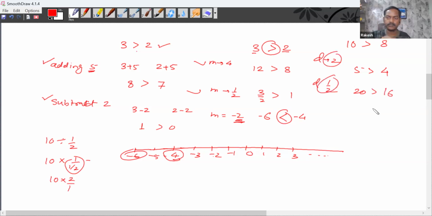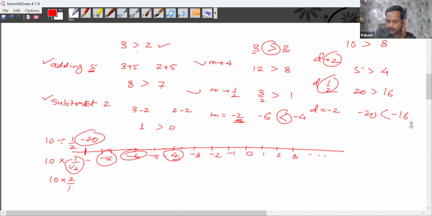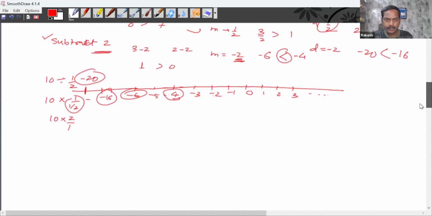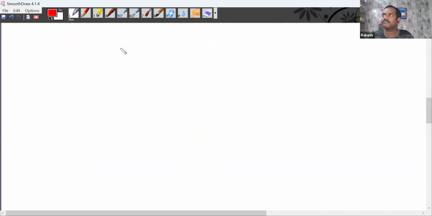So if the number is positive and we are dividing by the same number both the sides, the sign will not change. But what about the negative value? If I divide both the sides by -2, this will become -20 and this will become -16. Again, we can see that in this number line, -16 will be somewhere here and -20 will be somewhere here. So -16 will be greater than -20. So the sign will change. So the sign is changing for the negative value, if you can see, right? Only in the case of multiplying or dividing. That is not the case with addition or subtraction. Correct?